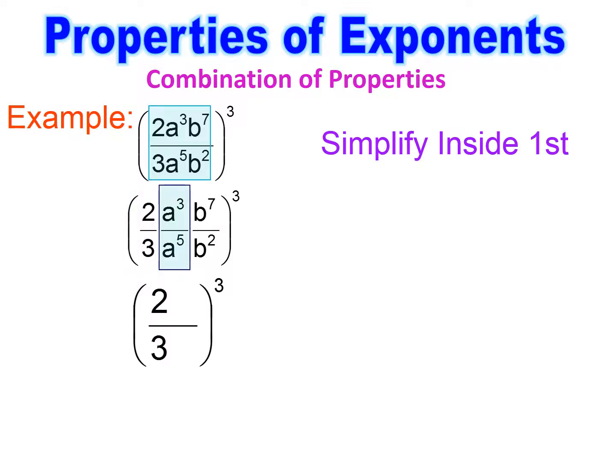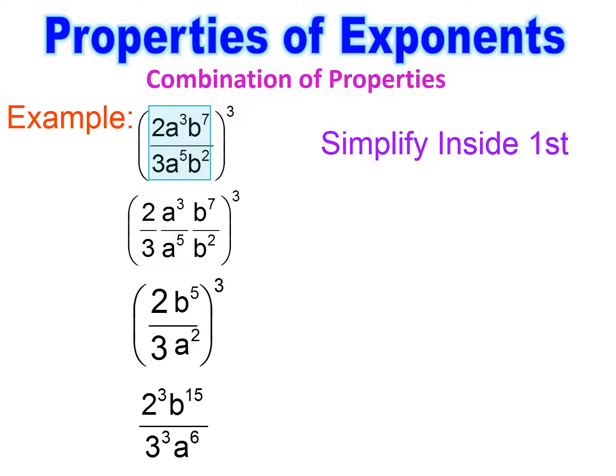I'm looking at the next piece here, which is the a to the 3rd over a to the 5th. And again, wherever the higher exponent is, you're going to subtract and leave it. So in this case, we end up with a to the 2nd in the bottom part. And the last piece here, we have b to the 7th over b squared. So I'm going to subtract, and it's going to stay on the top. Now that it's simplified, it's easier to take that power on the outside and give it to everything inside.